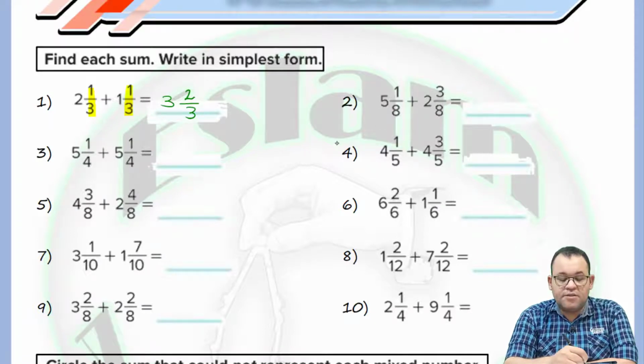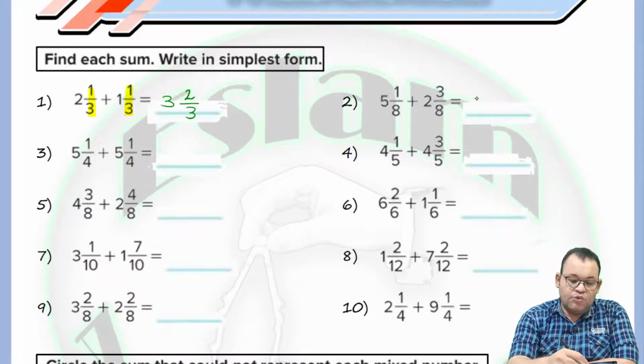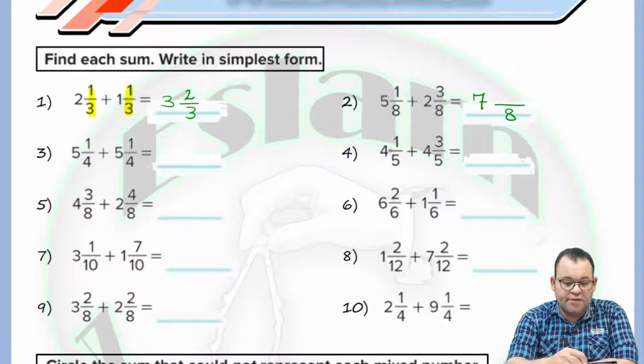5 and 1 over 8 plus 2 and 3 over 8. At first we have 5 and 2. We add them and it will be equal to 7. The denominator for the two numbers is 8, so just write 8. And 1 plus 3 equals 4. After that we look at the fraction 4 over 8. There is a common factor between 4 and 8, because the factors of 4 are 4 and 1, and the factors of 8 are 4 and 2. So we need to simplify it.